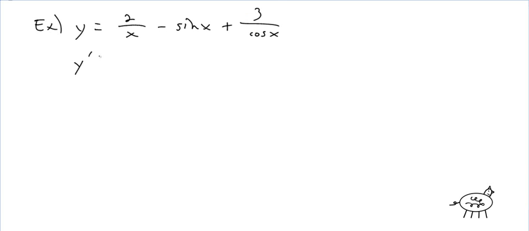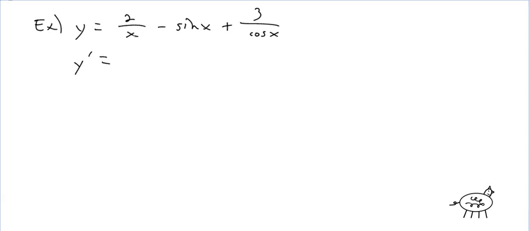We're going to do y prime is equal to, let's use the quotient rule. Two ways you can do that. You can use the quotient rule, or you can write that as 2 times x to the negative 1 and use the product rule. Okay, so I'm going to use the quotient rule just because it's set up that way.